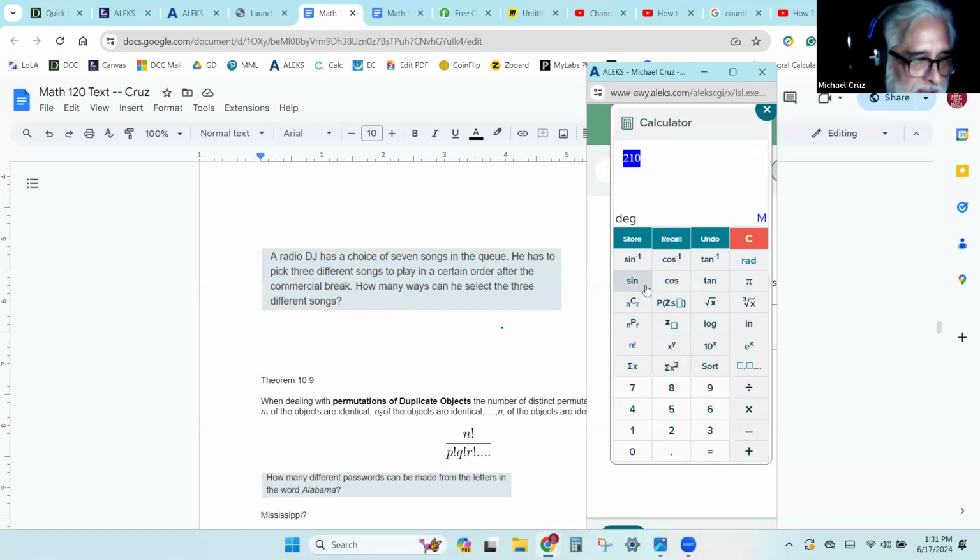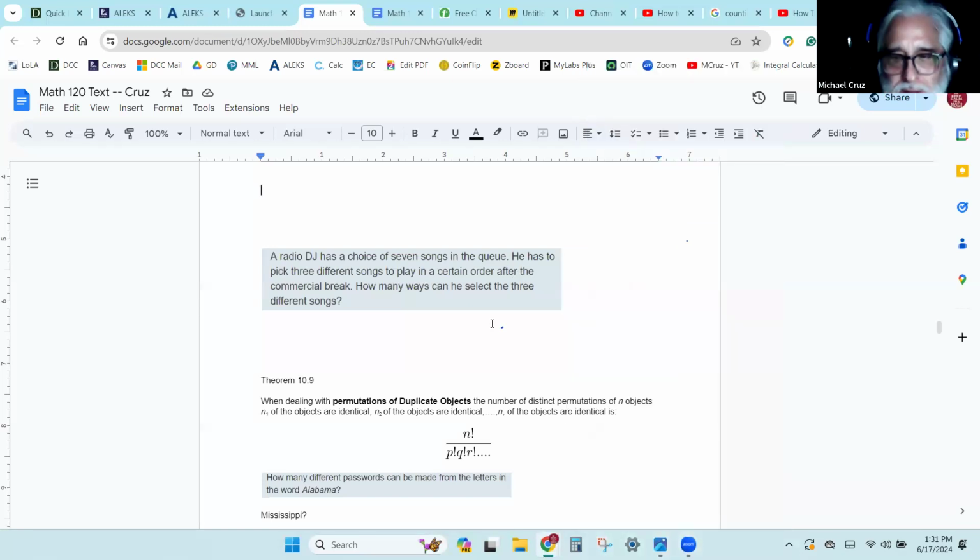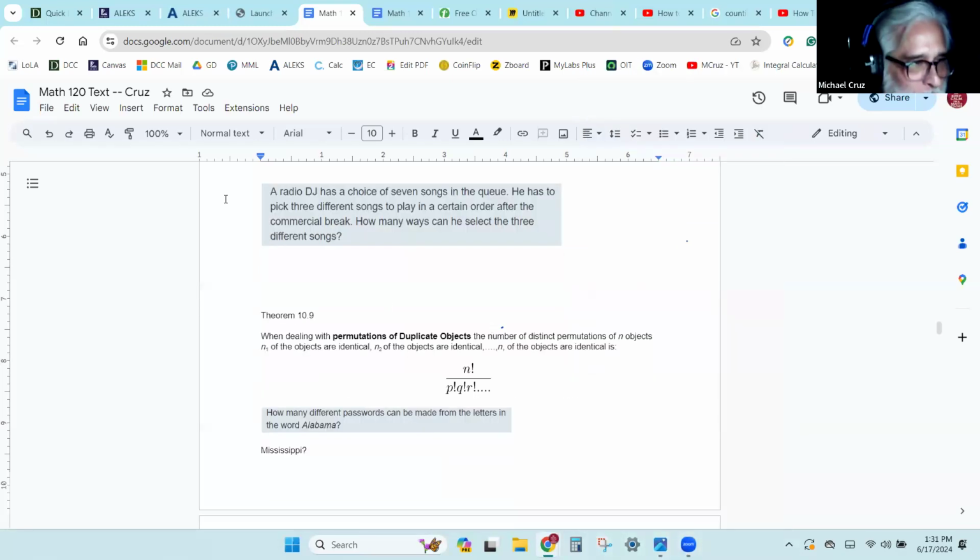Now, this next thing, and this is the thing I'm going to end on, is permutations of duplicate objects. There's no specific key for that. So you can watch the way I do it. You can also probably come up with a way to do it on the calculator.